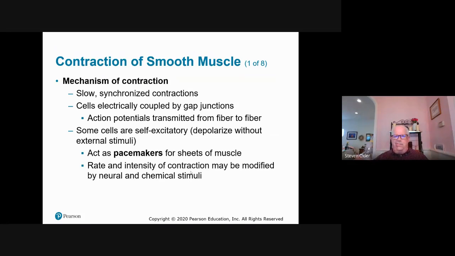So how does smooth muscle contract? Well, it's very different from skeletal muscle. It's slower and it's more synchronized. The cells are coupled by gap junctions. Some of these cells are self-excitatory. They act as pacemakers in the smooth muscle arena.